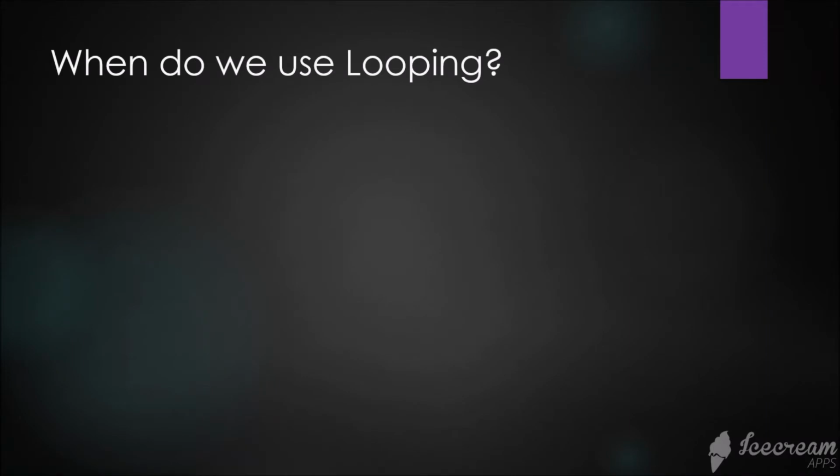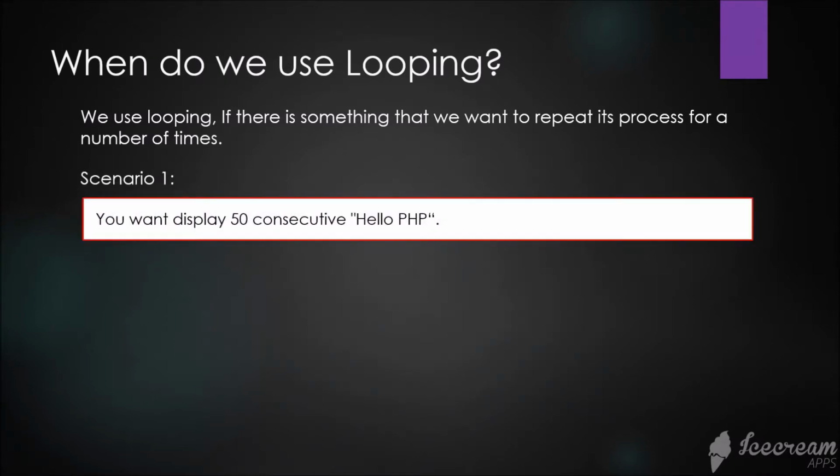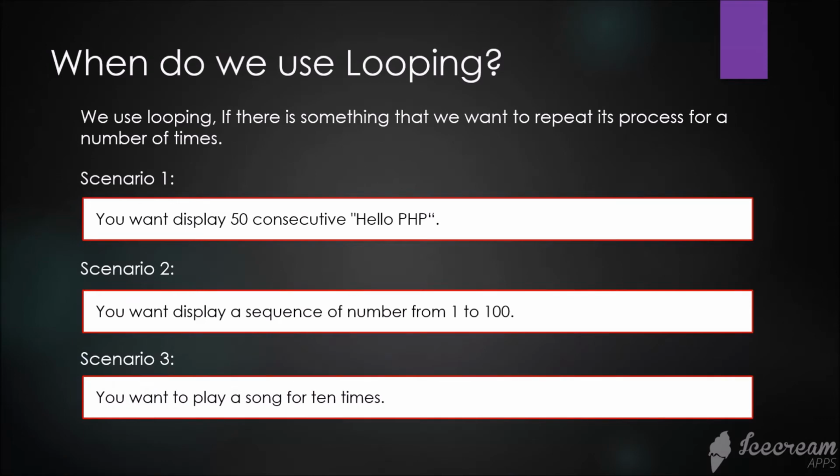Okay, so when do we use looping? We use looping if there's something that we want to repeat its process for a number of times. Just like here in our scenario, you want to display 50 consecutive hello PHP, or you want to display a sequence of numbers from 1 to 100, or you want to play a song 10 times. Those processes can be done easily if we use looping.